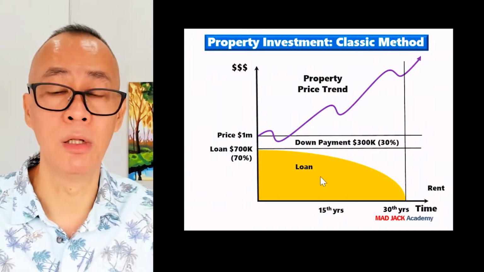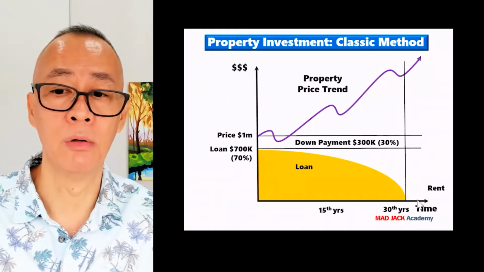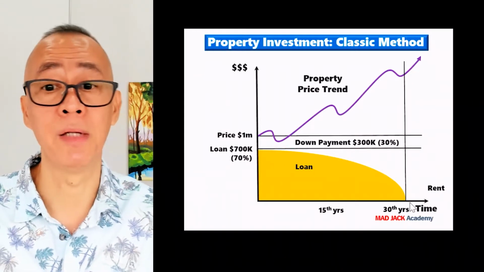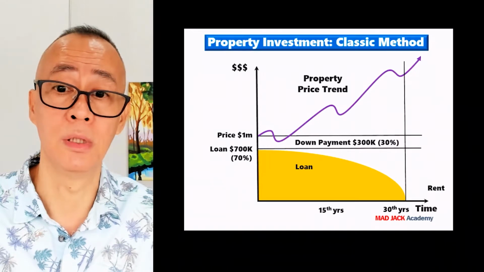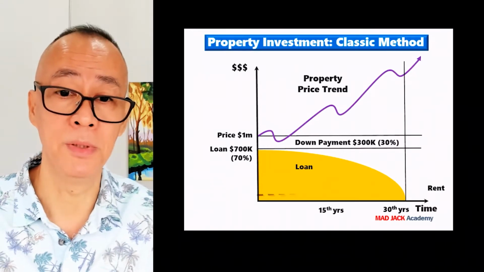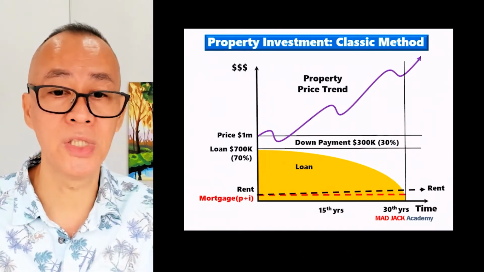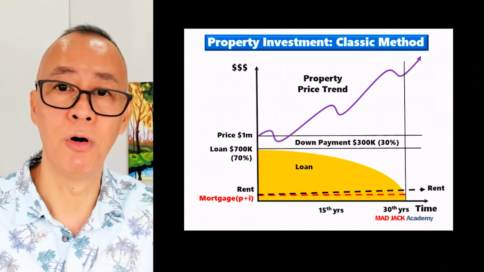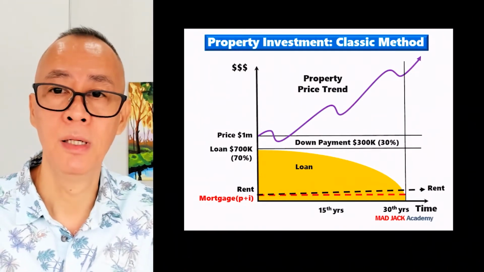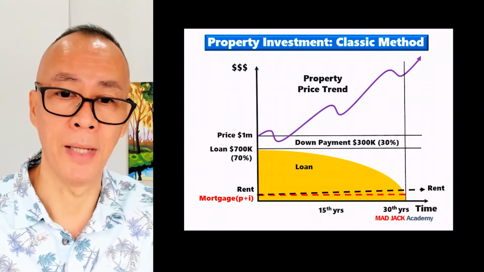The yellow part is a loan. Then you have to pay down over 30 years. Normally the bank will ask you to pay down the loan over a 30-year period. Then there's a mortgage. Mortgage P plus I stand for principal. Principal means whatever the amount you owe to the bank, so you have to pay back.